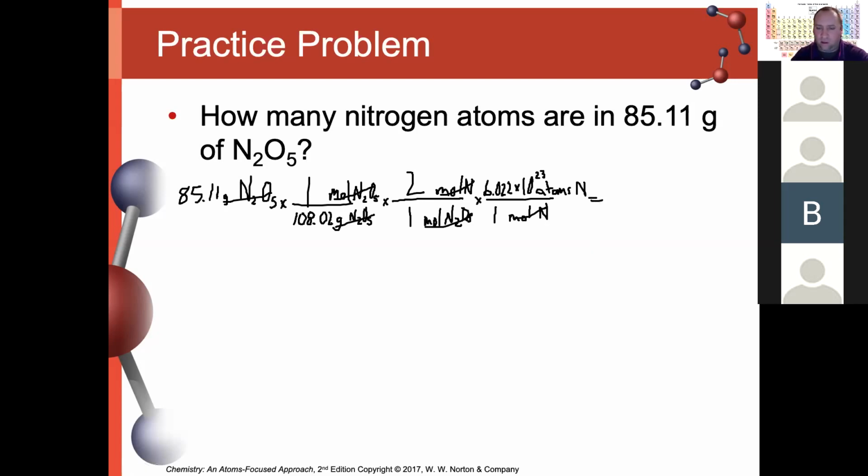85.11 times 2 times Avogadro's number divided by 108.02 is, to 4 significant figures, 9.490 times 10 to the 23rd atoms of nitrogen.